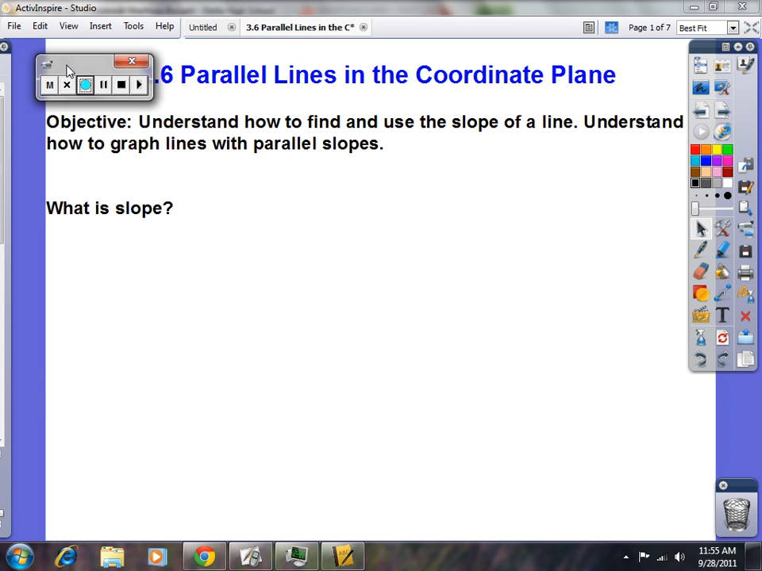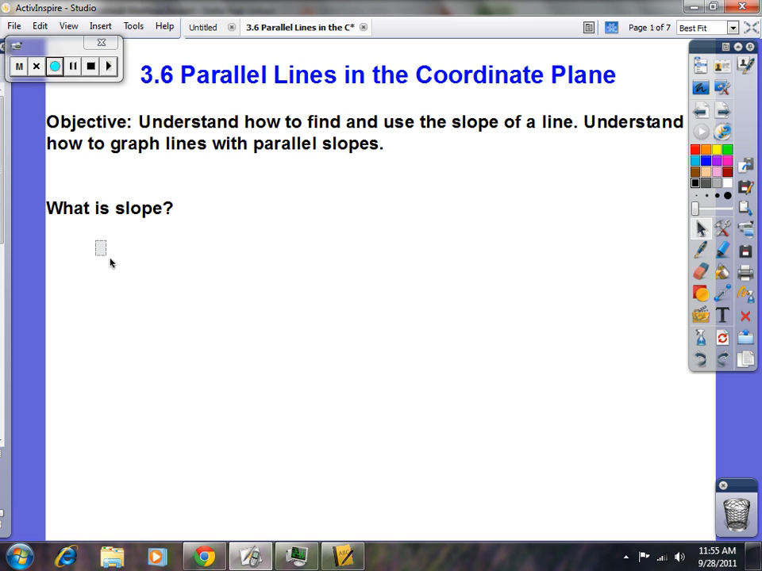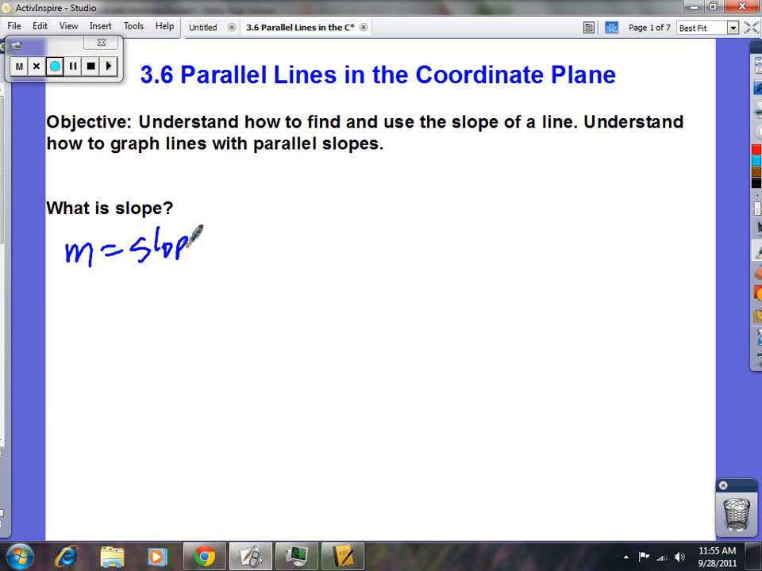Slope. Jordan, what do you got? What's one thing? Slope is M. Do you remember that? M is slope. It's assigned a letter of the alphabet. I'm not sure why M, but you know why? What's the formula?